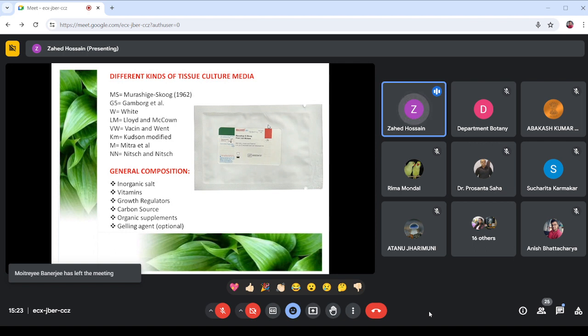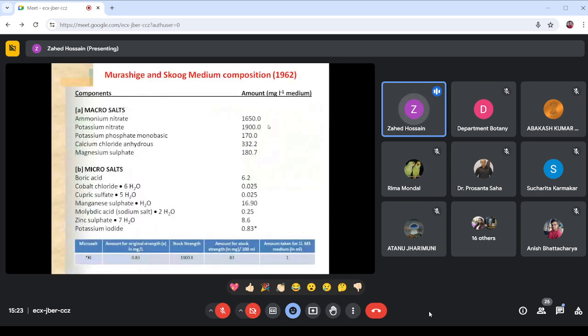Whatever the name of the media, its general composition is some inorganic salts, some vitamins, some growth regulators, some carbon source, and an organic supplement, and a gelling agent is optional, as I mentioned. So it may be solid or it may be liquid. This is just the composition of Murashige and Skoog media, proposed in 1962 by Murashige and Skoog.